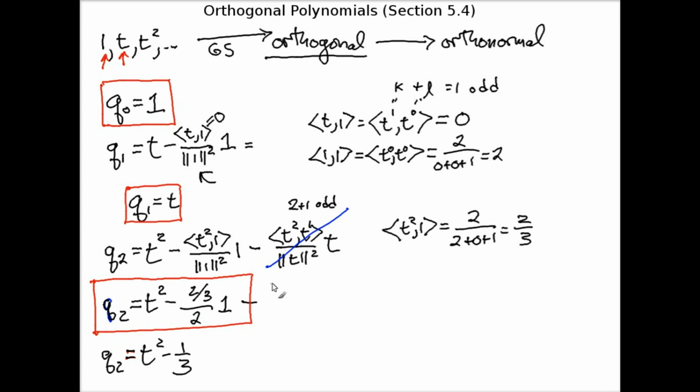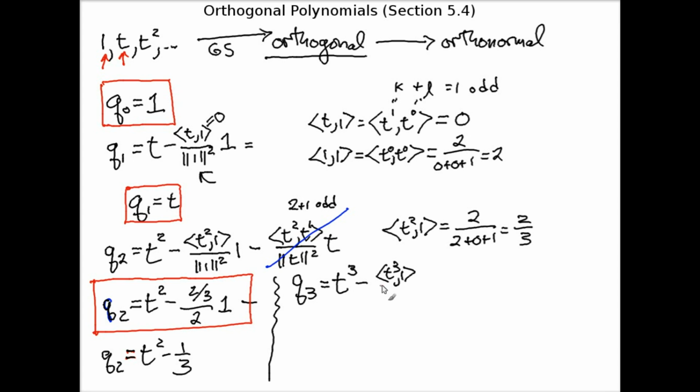Okay? And you just keep going like that. So I'll just write down a few more of them. Q3 is equal to t cubed. And if you think about it, what happens is there's some kind of alternation. Well, let's write it out. Let's do one more written out, a couple of terms.